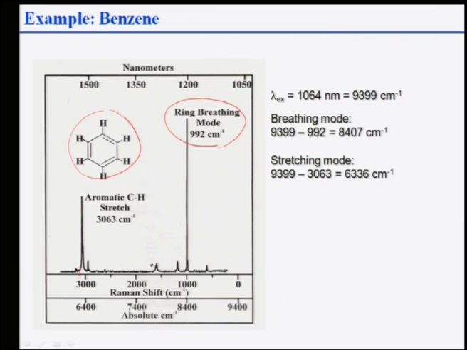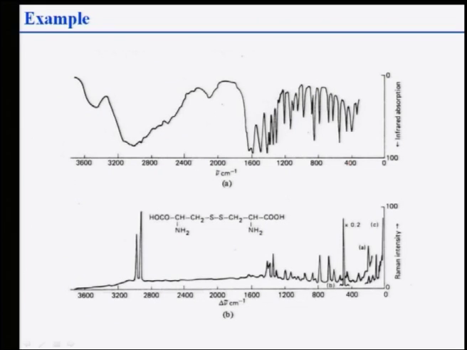These are the Raman shifts, and this is the absolute cm⁻¹. Raman shift is calculated as the difference between the incident radiation and the vibration which is coming out. This is the breathing mode, and this is the stretching mode. Now, to show you the difference between infrared and Raman, I take this complex molecule with NH2 groups.